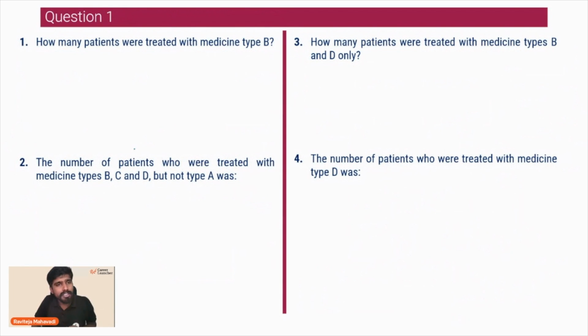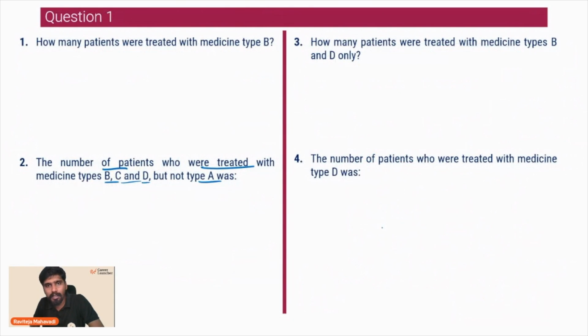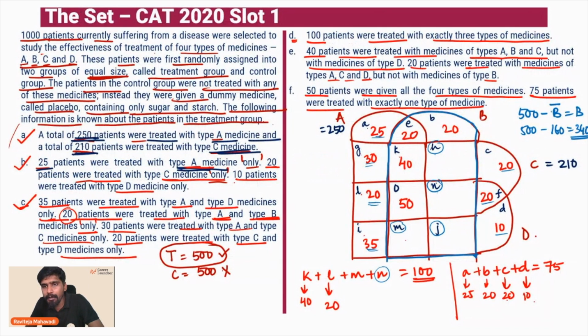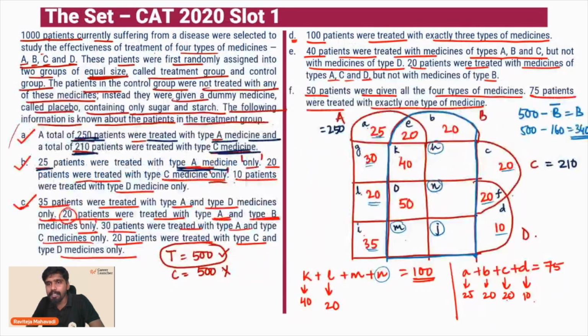Okay. What other questions are they asking? Number of patients who were treated with B, C, and D but not type A. B, C, and D but not type A is N. How many patients were treated with medicine types B and D only? B and D only is J, which is one more unknown. The number of patients who were treated with type D medicine, whatever is inside D. So we need N, M, and J. Let us figure out how we can solve for all of these values.